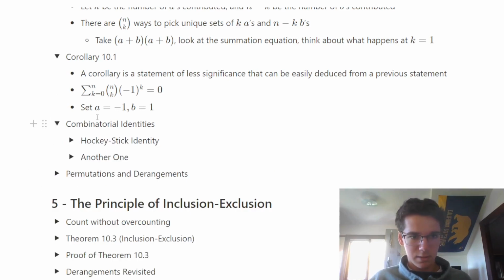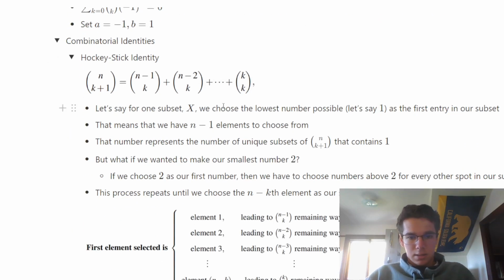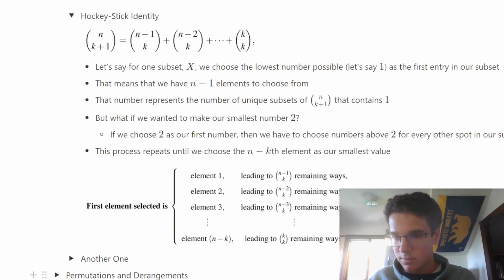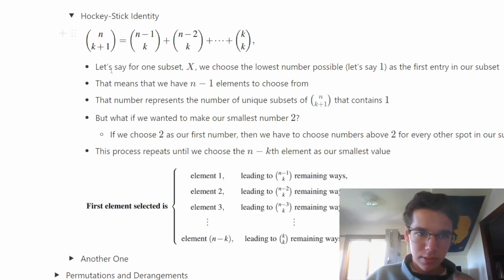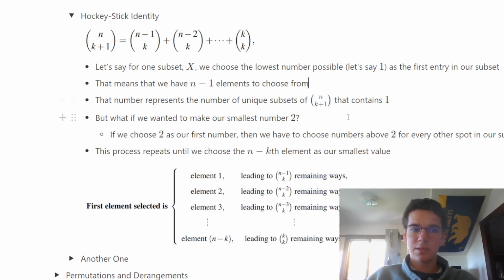Now we're going to go over combinatorial identities. The first one we're going to talk about is called the hockey stick identity. Give me 1 second. Okay, so we have this expression up here which says n choose k plus 1 is equal to n minus 1 choose k plus n minus 2 choose k. And let's see how this works.